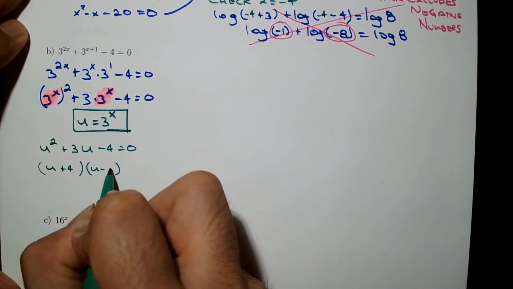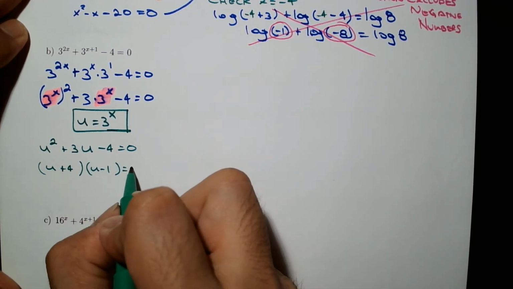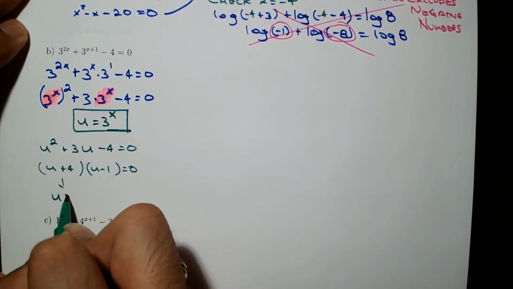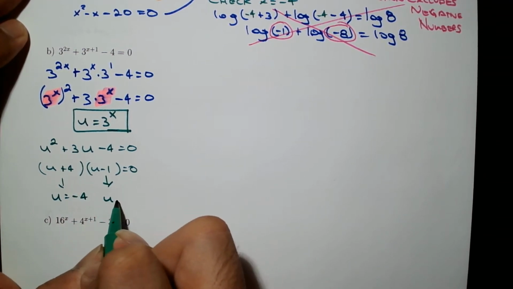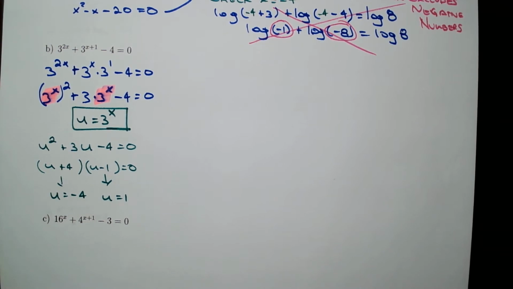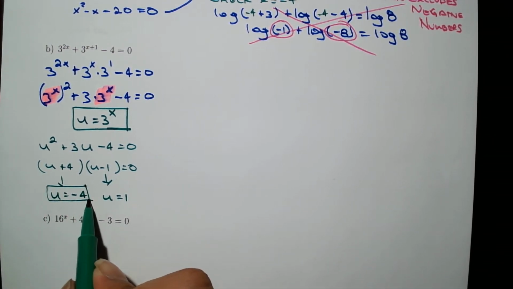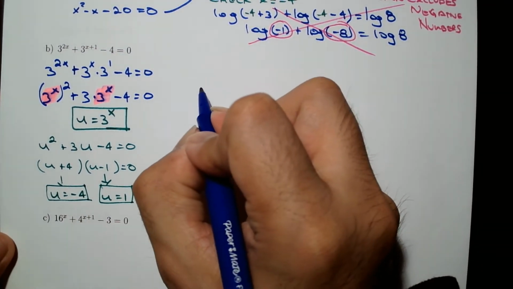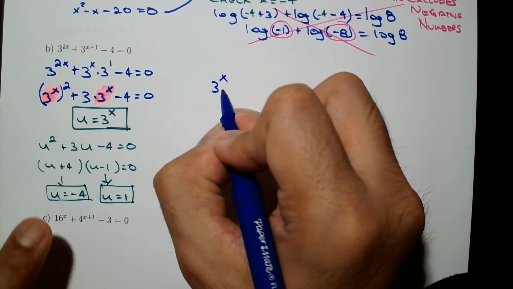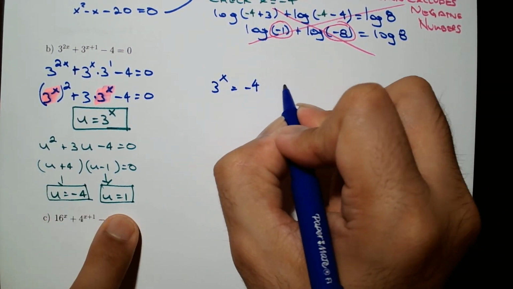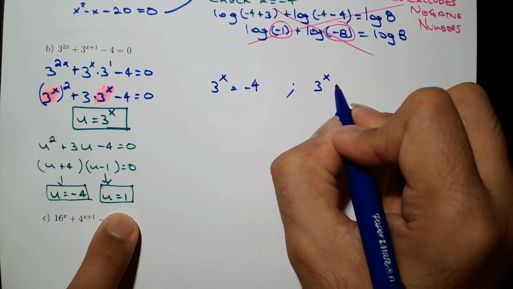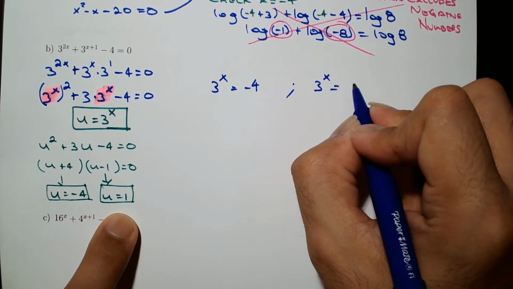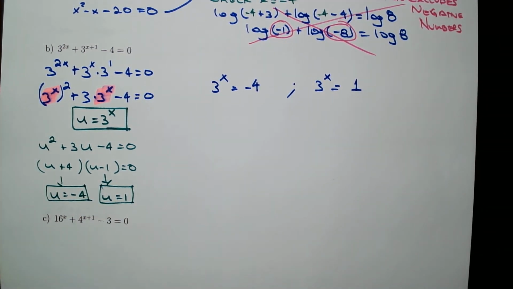Wait, so this means that u equals negative 4 and u equals 1. Okay, but notice that we solved the equation in the world of u. So first of all, we need to go back and substitute for x. So this will give rise to the two equations here: 3 to the x equals negative 4, and 3 to the x equals 1. All right. Now, how are we going to solve these two equations?